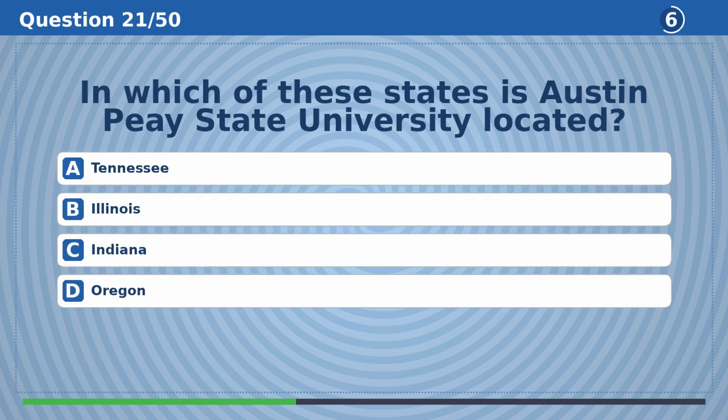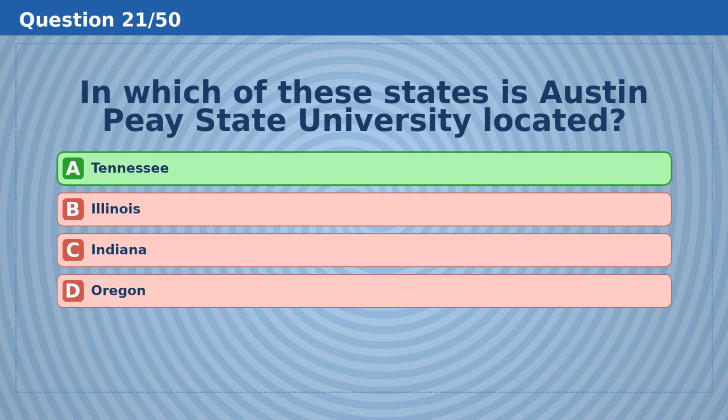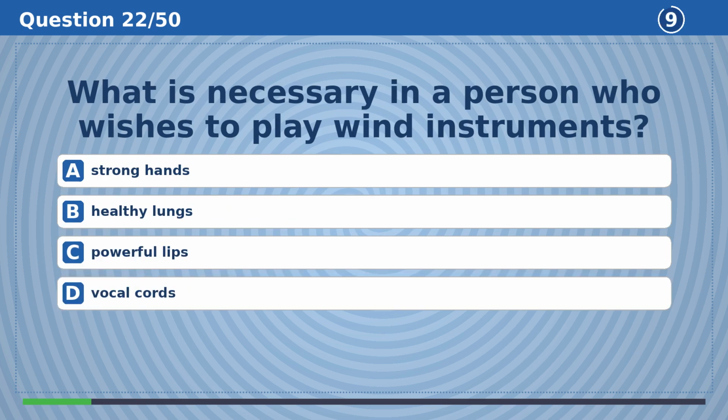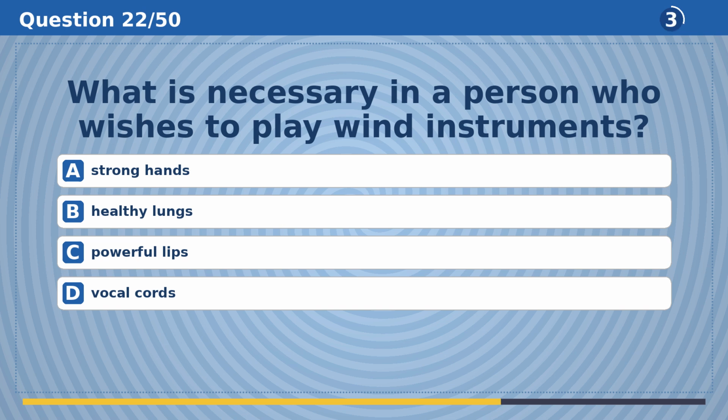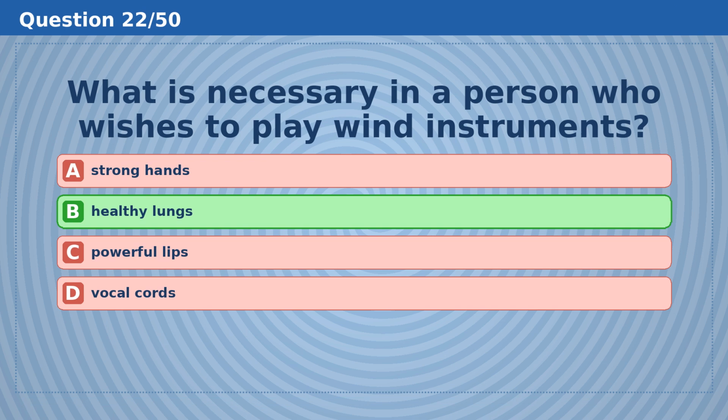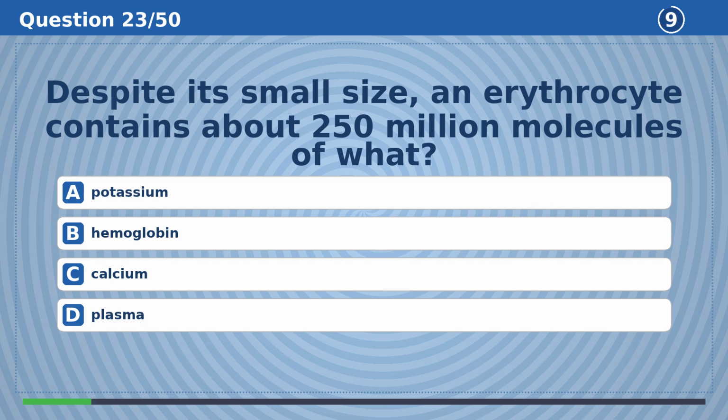In which of these states is Austin Peay State University located? The answer is A, Tennessee. What is necessary in a person who wishes to play wind instruments? The answer is B, healthy lungs.